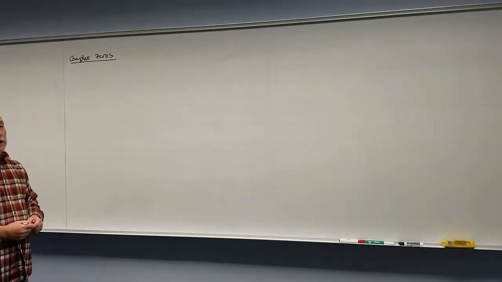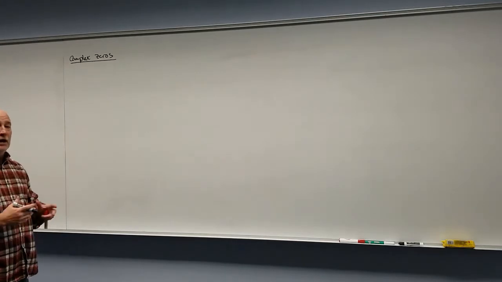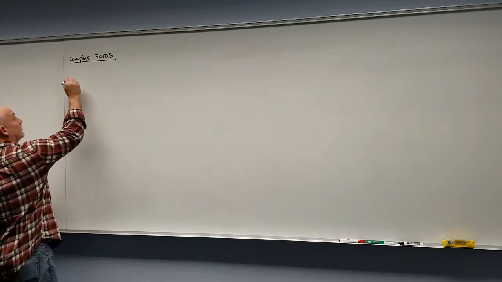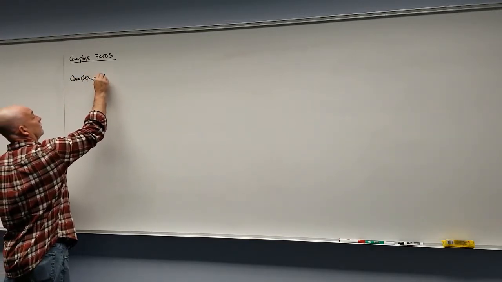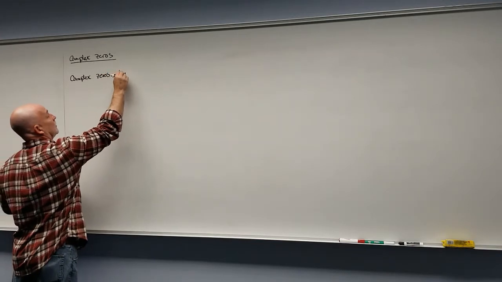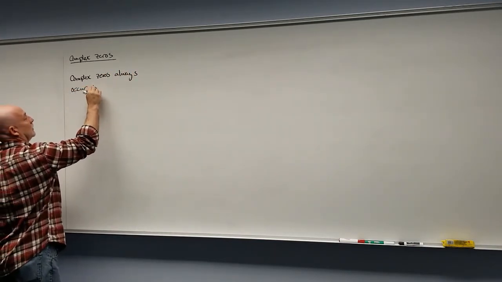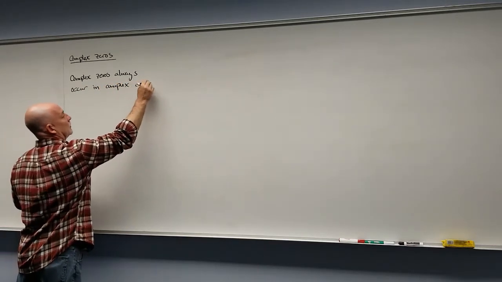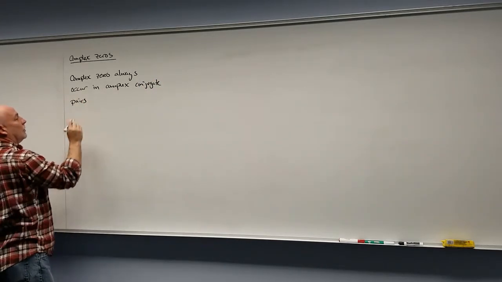We're still going to look at zeros of polynomials, but more specifically, we're going to look at the complex zeros. A nice feature of complex zeros is that they always occur in complex conjugate pairs. All right, so what does this mean?